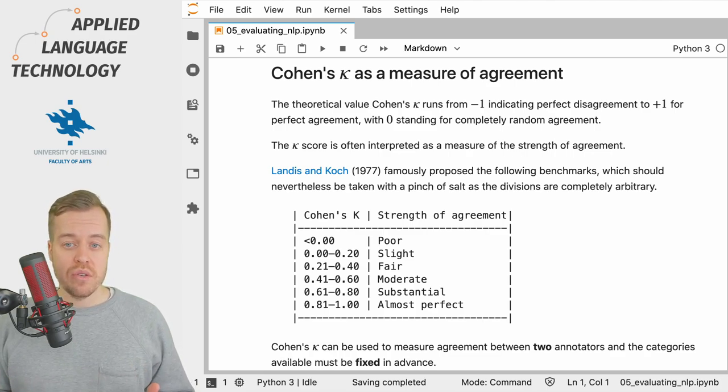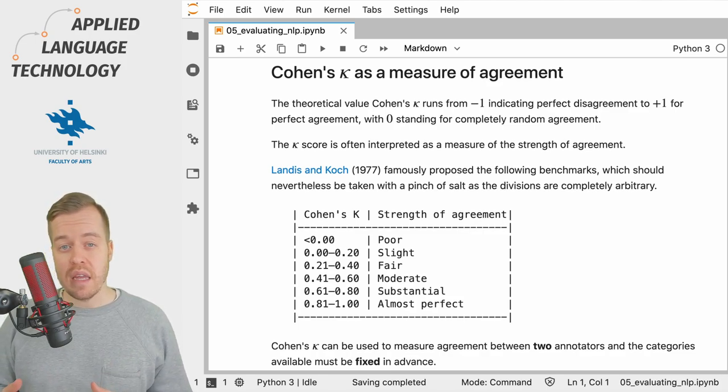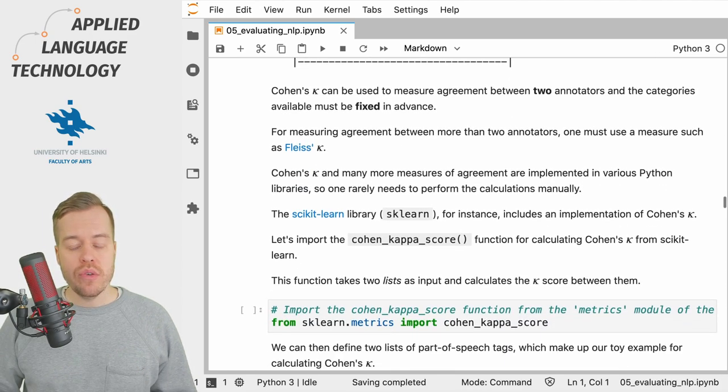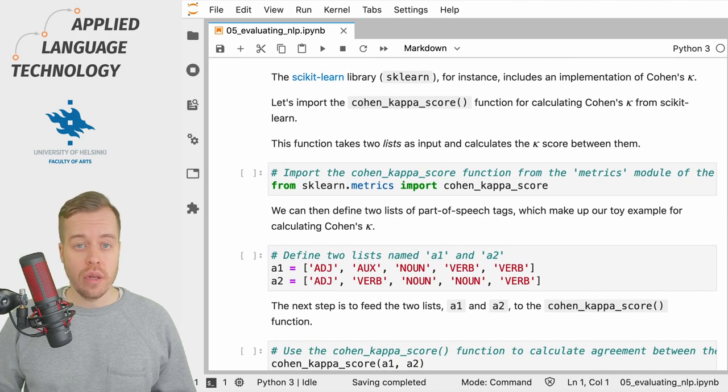Cohen's kappa is limited to just two annotators, or two individuals describing the data, and the categories in which the data is placed must be defined in advance. In other words, we want to correct the estimate for the possibility that the individuals describing the data just happen to agree by chance. We can calculate Cohen's kappa using Python by using the scikit-learn library.